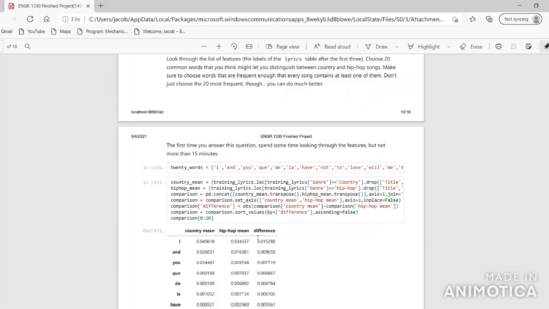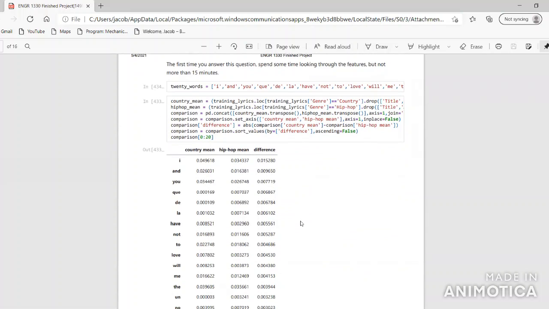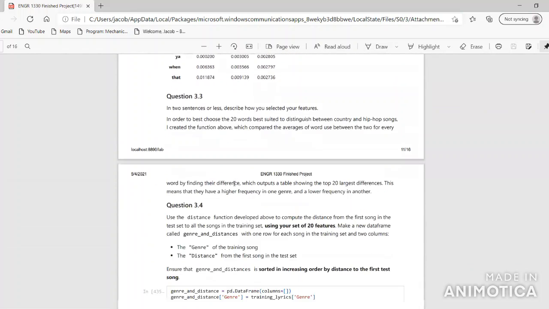But there were so many words to consider that we wrote up a program that would find the most significant differences in the mean ratios for each word. And that would be the mean of every song for each word based on the genre it's in. And that difference was then sorted so that we could choose the top 20 with the largest distances, so that we could choose actually important words instead of just random ones out of the thousands of words that we had options for.